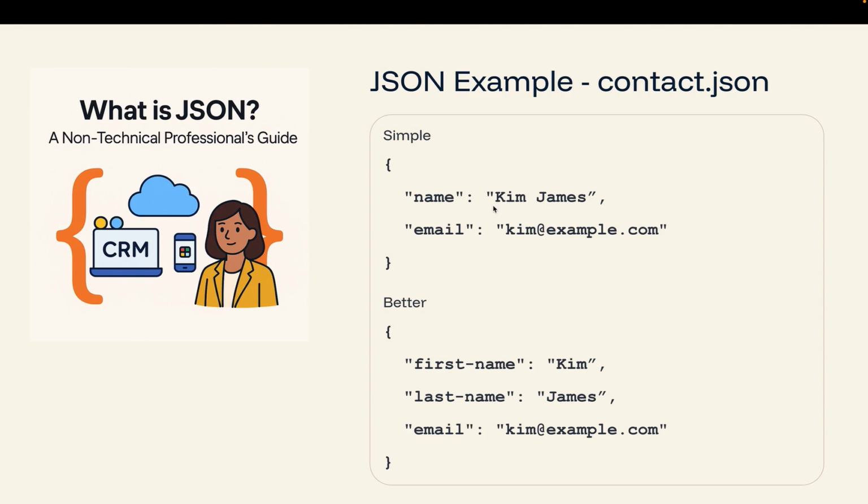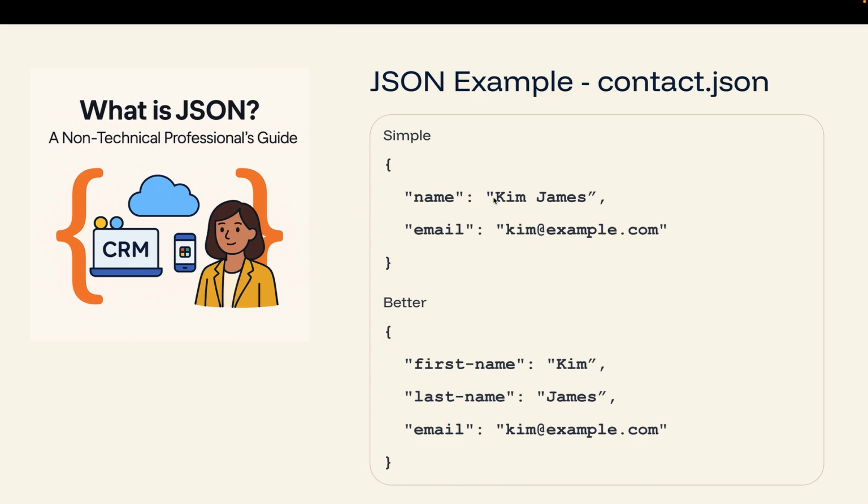But as you can see, we can improve it. For example, if you look at the name Kim James, you don't know what is the first name and what is the last name. If it were LeBron James, then you're familiar that LeBron is the first name and James is the last name. But for some other person, James could be the first name and LeBron could be the last name, right?